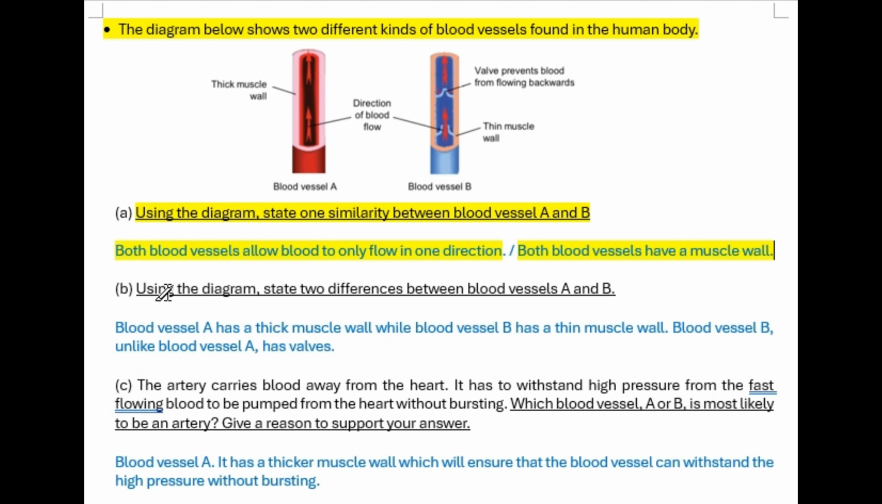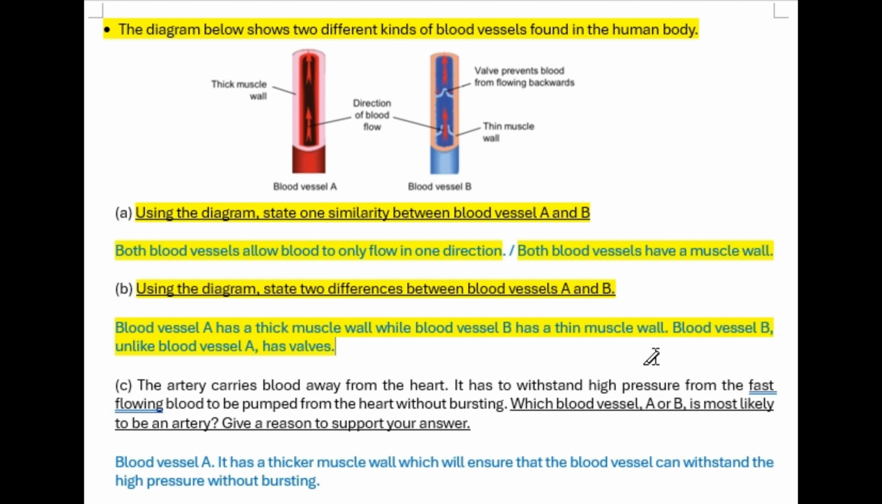B. Using the diagram, state two differences between blood vessels A and B. Blood vessel A has a thick muscle wall, while blood vessel B has a thin muscle wall. Blood vessel B, unlike blood vessel A, has valves.